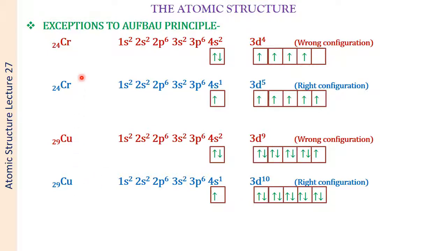And these two, the configurations of chromium and copper, are frequently asked in the examination because of their exceptional nature. So I hope it is clear that for chromium, you are not going to write 4s2 3d4. You are going to write 4s1 3d5 because half-filled orbitals are more stable. And similarly, copper is going to be 4s1 3d10 and not 4s2 3d9. Okay.